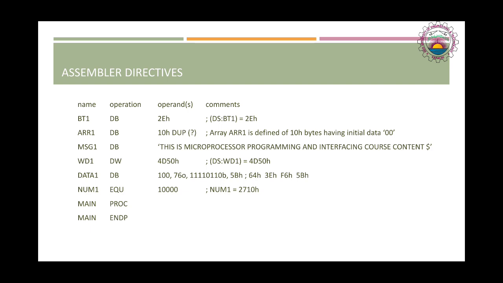Then you are having MSG1 DB. In single quote or double quote, you may write some message, or some number or special character. Whatever you have written within a single quote or double quote will be stored in memory in the form of ASCIIs. So you have, for example, "this is microprocessor programming and interfacing course content", and before closing the inverted commas, you have written a dollar sign. The dollar sign will terminate this message when you print that message on the monitor screen.